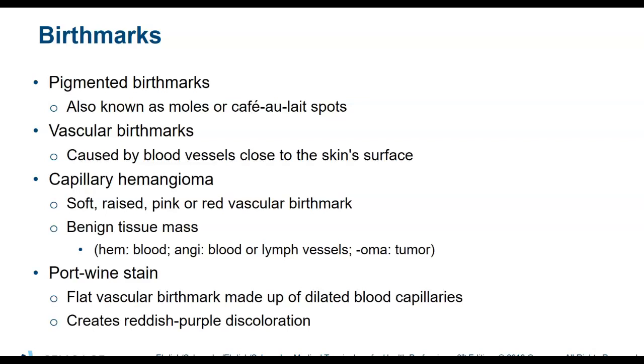Again, this is a benign tissue mass just made up of blood, lymph, those type of things. But I've seen those where sometimes they will dissolve over time. We also have a port wine stain. When we talk about the port wine stain, this is a vascular birthmark made up of dilated blood capillaries, and we get a very large red-purple discoloration. This is not going to resolve without treatment. This could be treated by lasers, possibly light source, possibly surgical removal.